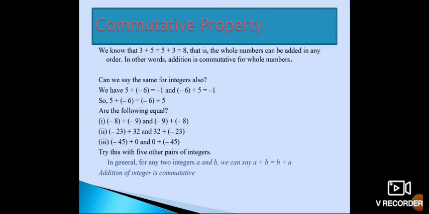Try the following example. Minus 8 plus 9 and minus 9 plus 8. In both cases, the result is the same integer. The general formula: for any integers a and b, a plus b is equal to b plus a. Addition of integers is commutative.